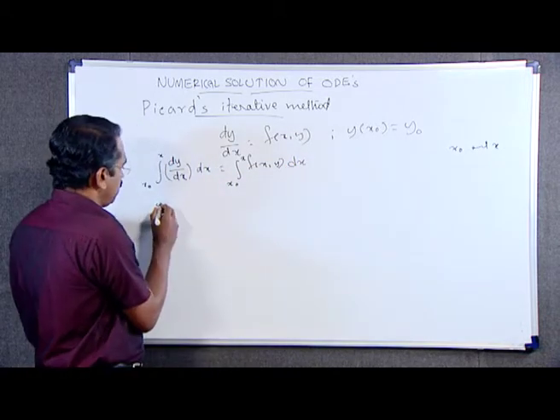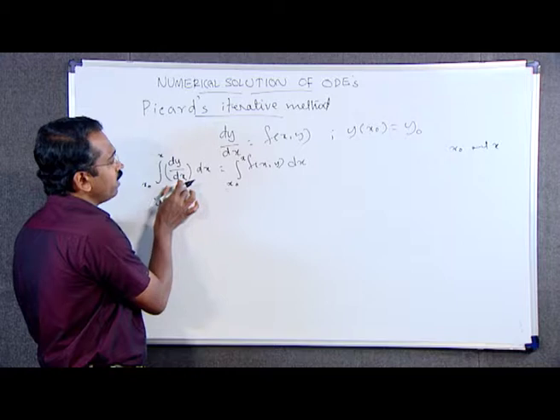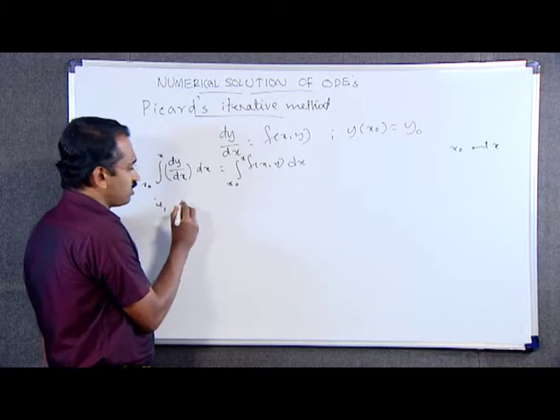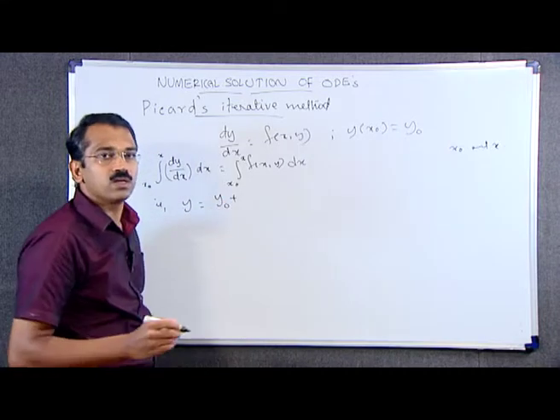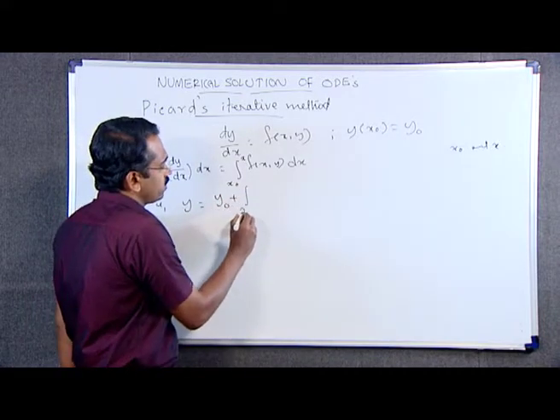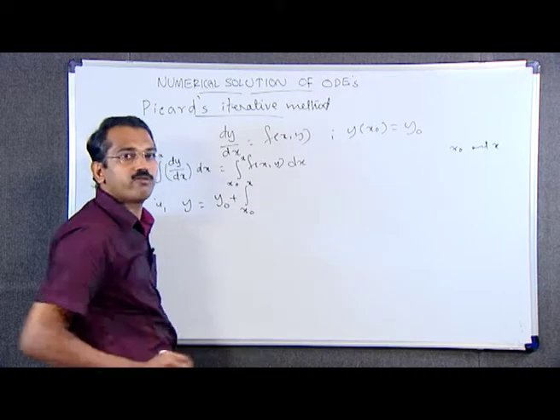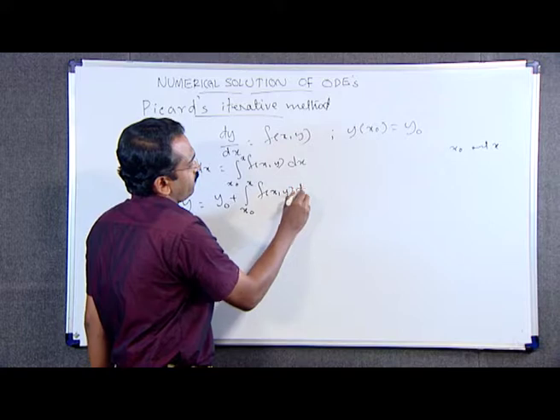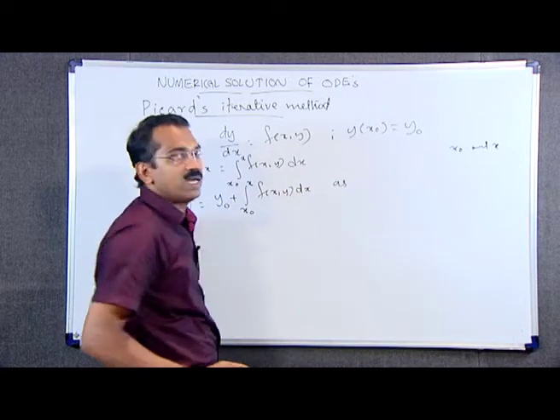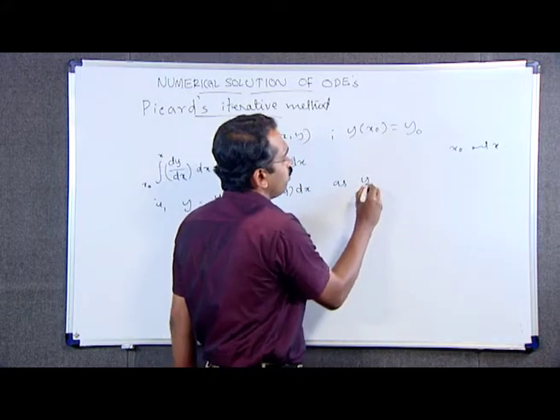That is, integral of dy by dx with respect to dx means y is equal to y naught plus integral from x naught to x f of x, y dx, as y of x naught is equal to y naught.